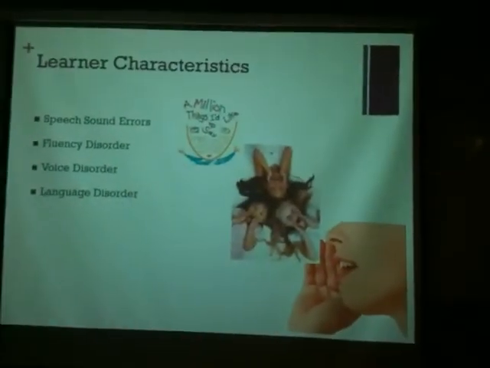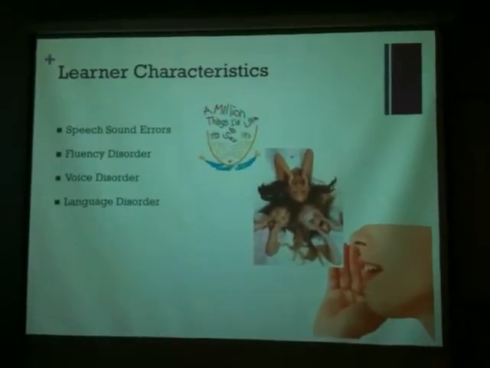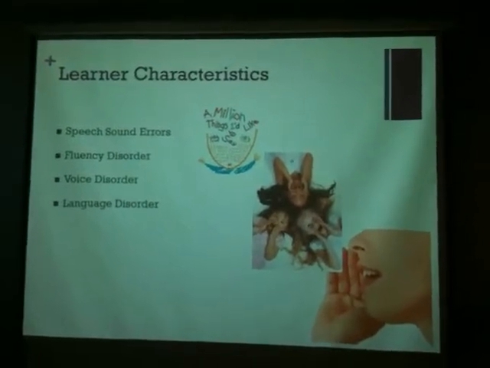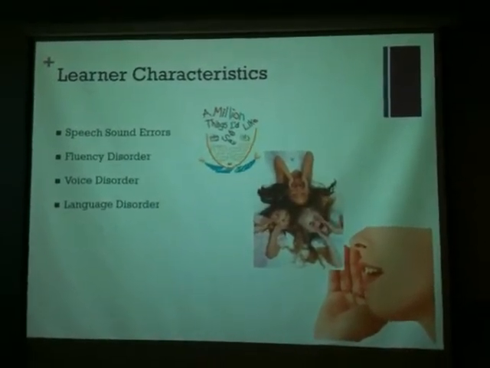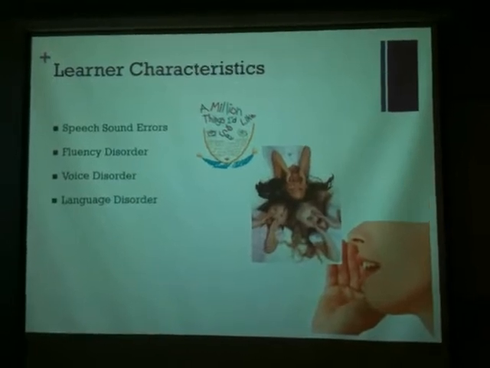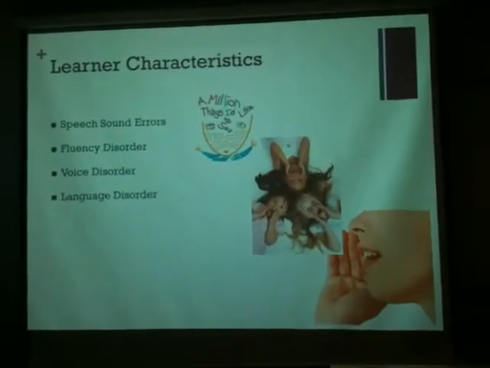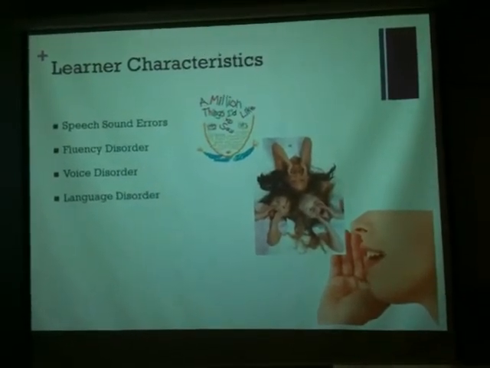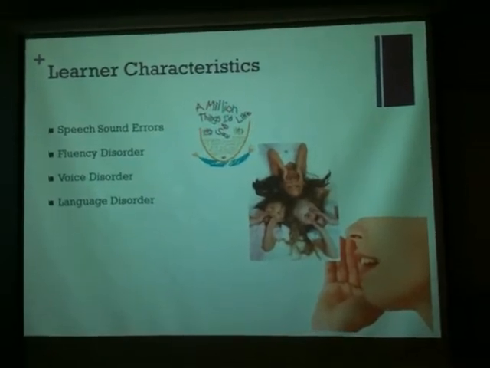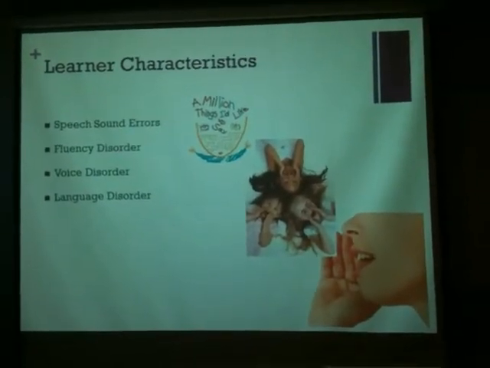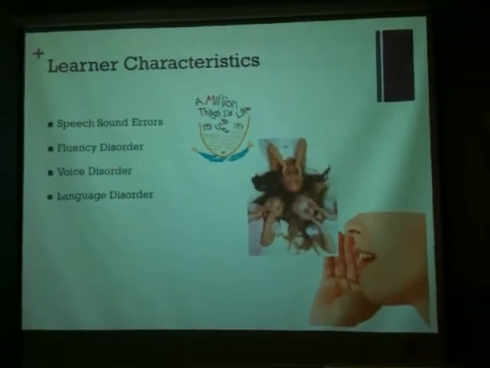There are very important characteristics that you need to know when diagnosing a speech disorder. Speech sound errors are substitutions, omissions, additions, and distortions. Substitution is when a student substitutes one letter for another. A really good example of this is waste instead of race.